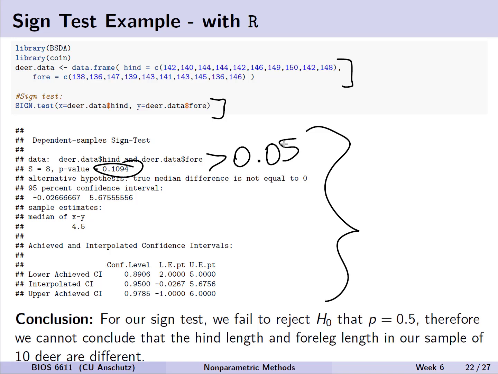Now, because that is greater than 0.05, we fail to reject H0, that the probability of either pair being greater than one another is equal to 0.5, and therefore we cannot conclude that the hind length and foreleg length in our sample of 10 deer are different. Now, this was the implementation with the sign test, but on the next slide we'll see how it would be analyzed if we use the binomial test.